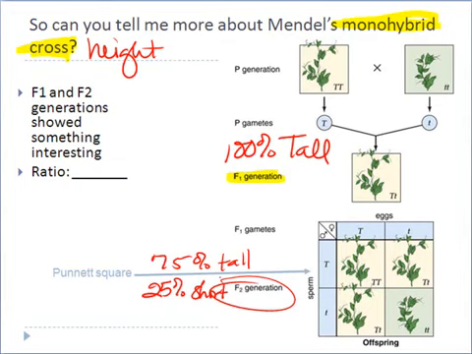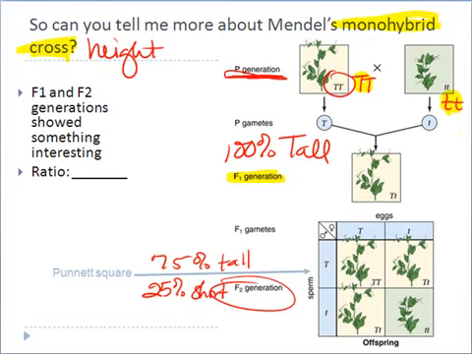And here's why. In the parent generation, the P generation, we had a true breeding tall individual, TT, and we had a true breeding short individual, little t, little t. These are diploid genotypes, aren't they? Because they contain an allele that the plant received from its mother and an allele that the plant received from its father.